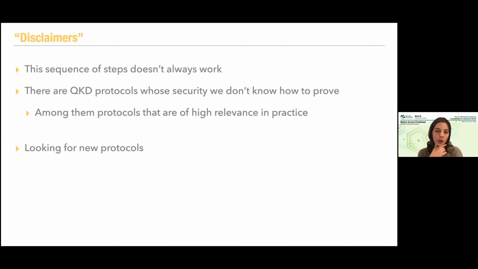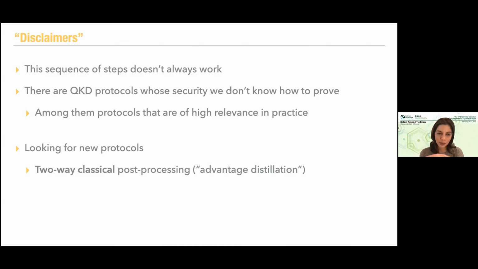I'd also say that we're looking for new protocols all the time. And one thing which is really interesting, and people are trying to look at it, and maybe people from classical cryptography can join the effort, is to change the classical post-processing. In the classical post-processing that I mentioned before, we had the classical error correction and the privacy simplification, which was applying an extractor.